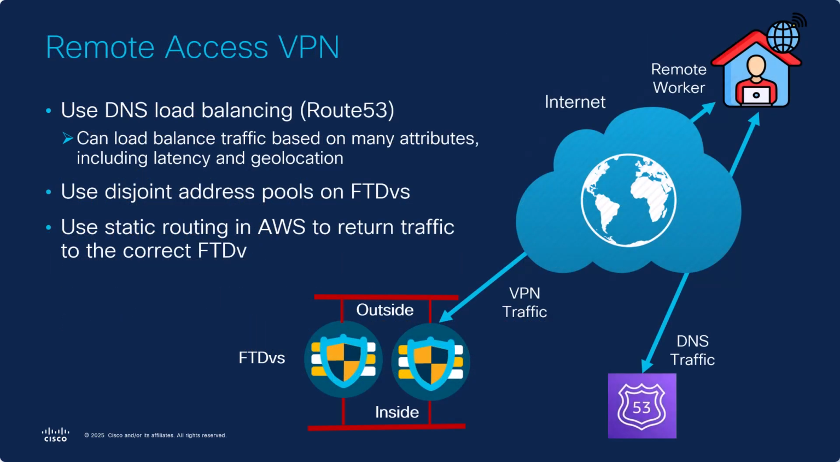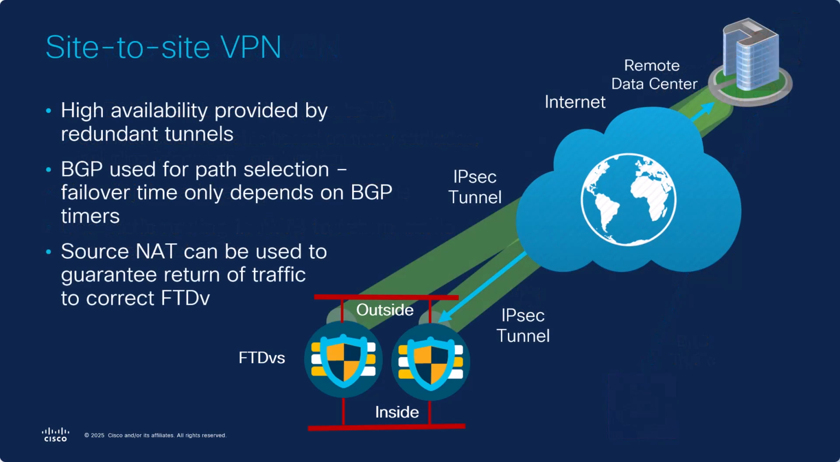For remote access VPN, best practice is to use DNS load balancing. Solutions such as Route 53 are available that can balance traffic based on many attributes, including latency and geolocation. On the FTDVs, you use disjoint address pools. This allows you to distinguish the traffic within the AWS infrastructure and return the traffic to the correct FTDV using static routing. For site-to-site VPN, high availability is best provided by redundant tunnels.